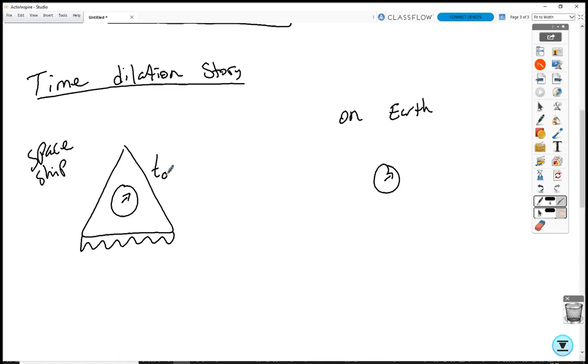So, the inertial frame, or the frame of reference, is on the spaceship. And the Earth is the moving observer. When the spaceship returns back to Earth, they measure a different time. So where the spaceship might have measured 2 years, on Earth we might have measured 40, 50, 100 years.